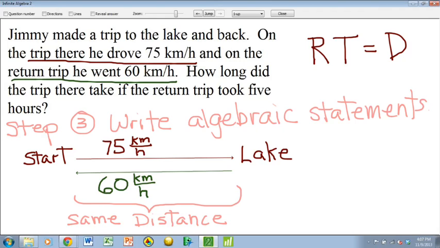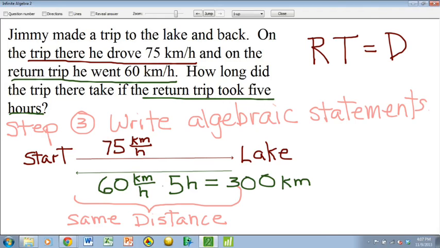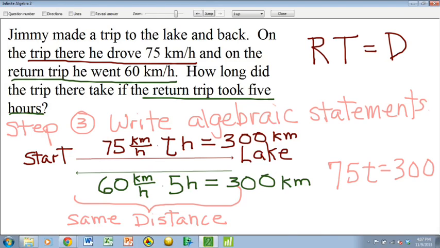So if we look at our formula, rate times time equals distance, then we know that we just have to multiply by the time to get the distance. We're given that on the return trip he took 5 hours, so we can multiply that and we find that the entire distance is 300 kilometers. And now that same formula is going to hold for the trip out, so we can write that in with our variable times t hours equals 300 kilometers. And now when we use the equation that we want to solve, we can leave the units off and put them back in at the end. So our equation is 75 times t equals 300. That's what we want to solve.